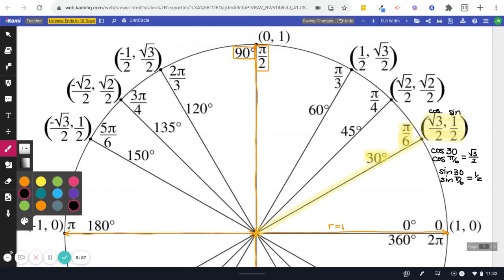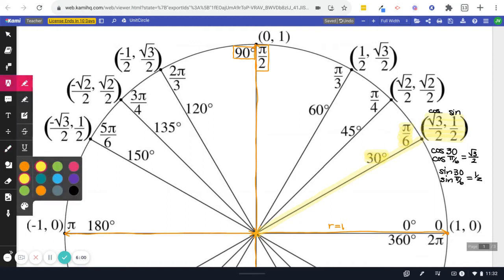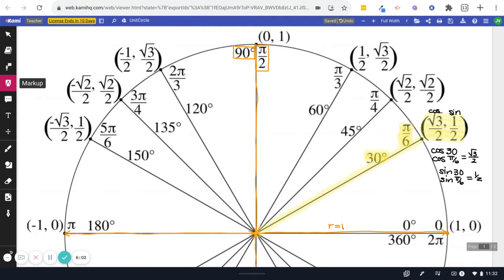Here's what I think is super cool. There's other angles here that have a denominator of 6. There's 5 pi over 6, which corresponds to 150. That's this angle right here. And what's super cool is the ordered pair looks the same. We've just introduced a negative in the x spot, which makes sense.